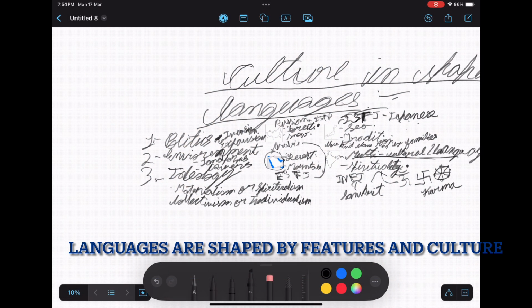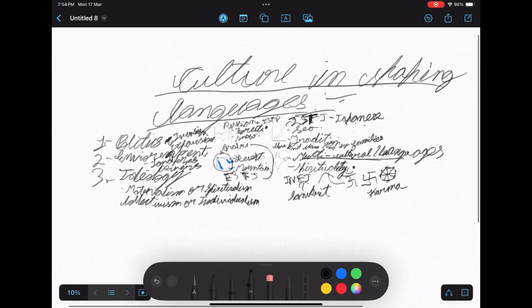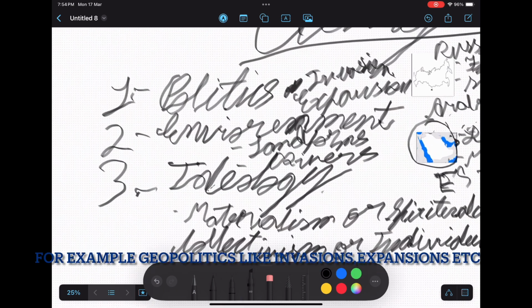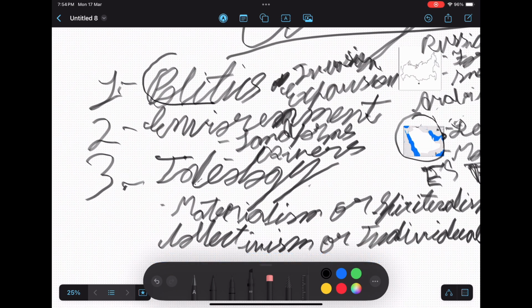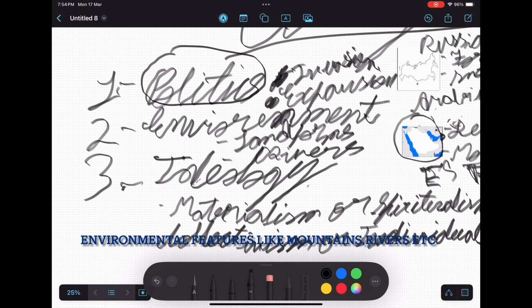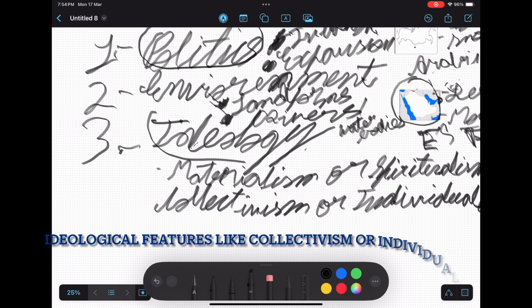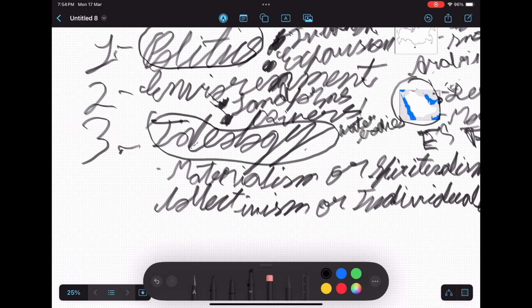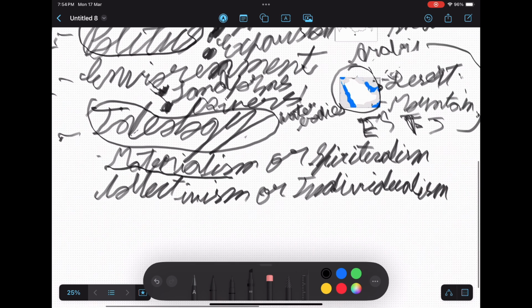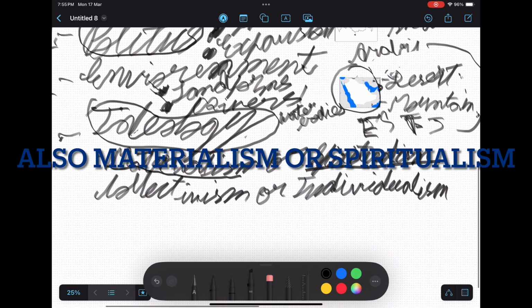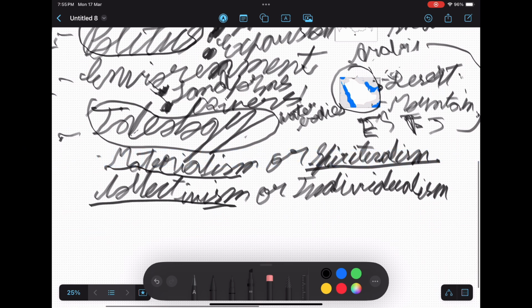Languages are shaped by features and culture. For example, geopolitics like invasions, expansions, etc. Environmental features like landforms, rivers, etc. Ideological features like collectivism or individualism, also materialism or spiritualism.